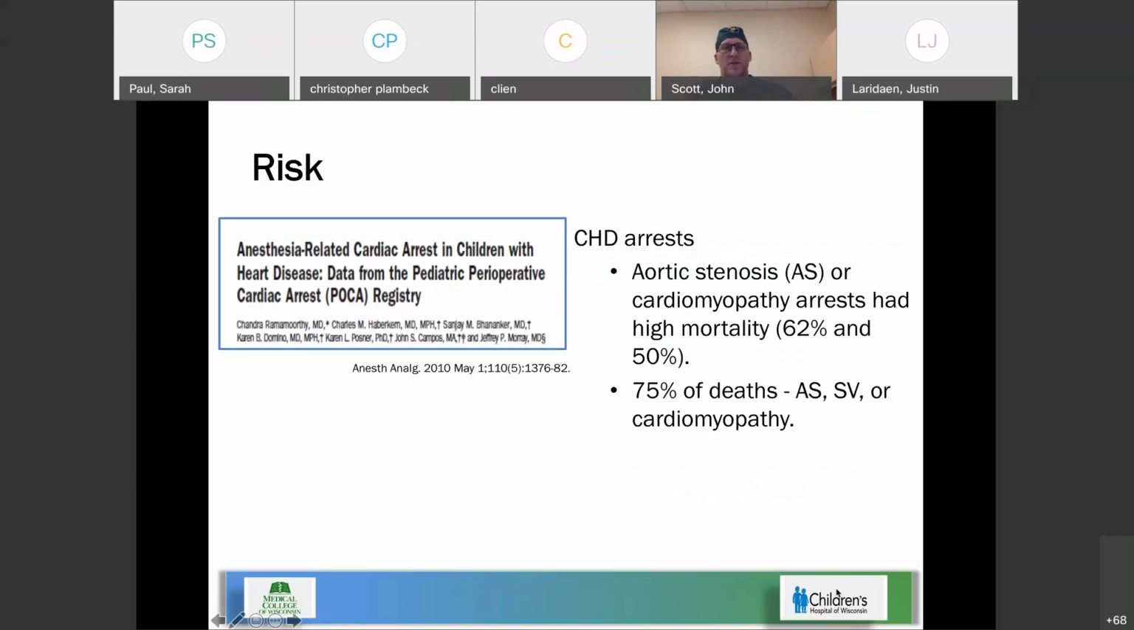This is a little more information from that same study. The deaths tended to occur in patients who either had a fixed obstructive lesion, cardiomyopathy, or single ventricle. If you had severe aortic stenosis, you had about a 62% risk of mortality. If you had cardiomyopathy, it was a 50% risk of mortality if you hadn't suffered an arrest. And like I just stated, three-quarters of the deaths occurred in this high-risk cohort.